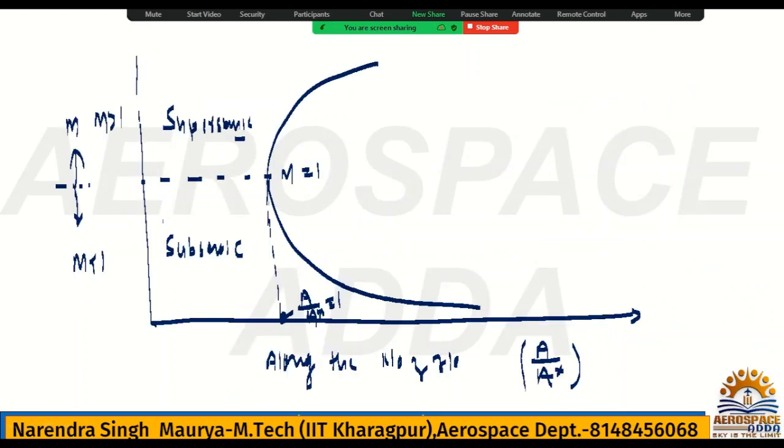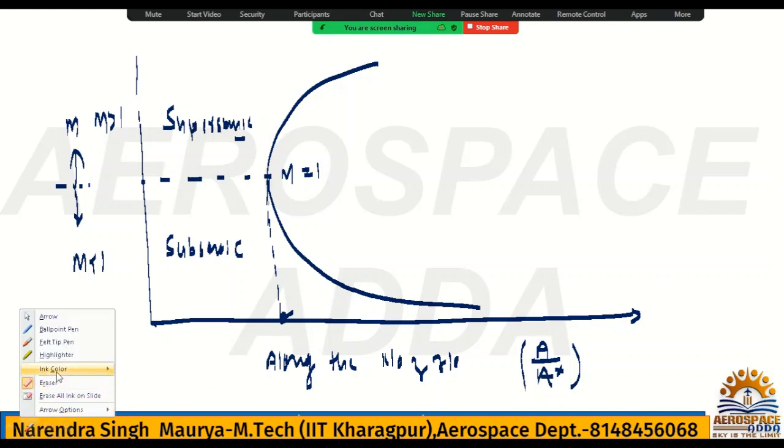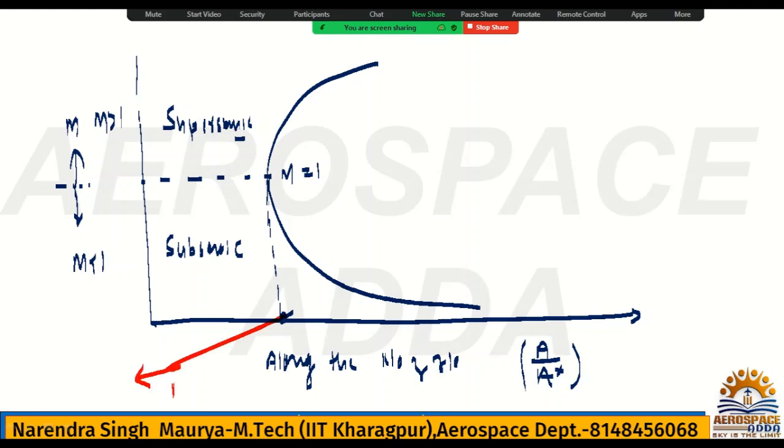This is one objective also, like what will be the value of A by A star. At M equal to 1, A by A star will be 1. You need to connect this relation. They can ask this also.